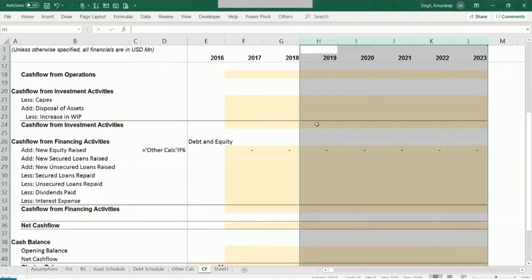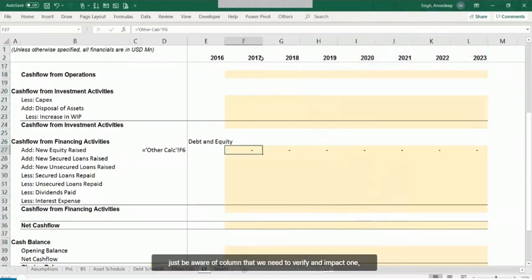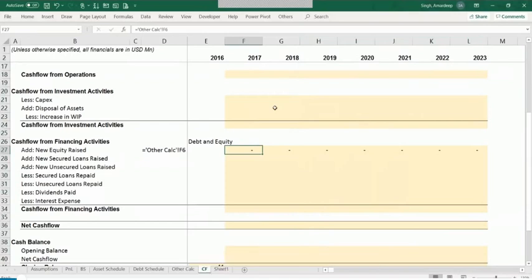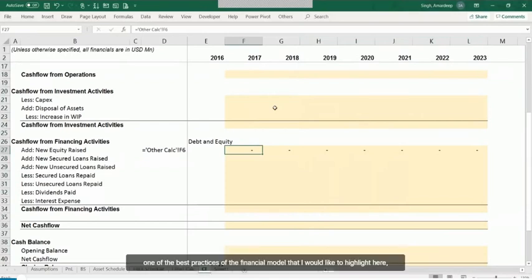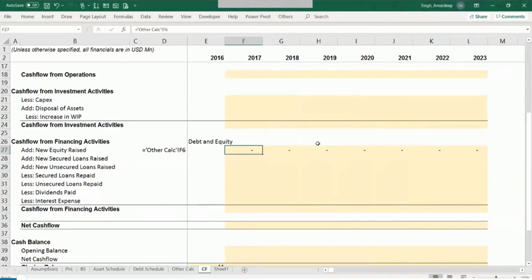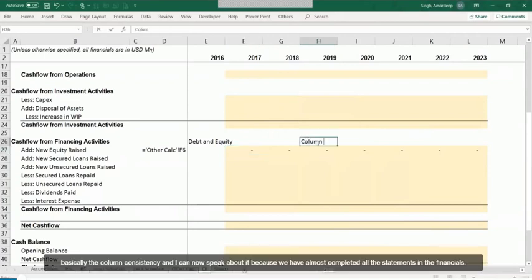But if you are doing that, just be aware of the column that you need to refer to. And in fact, one of the best practices of the financial model that I would like to highlight here is basically column consistency. And I can now speak about it because we've almost completed all the statements in the financial model.